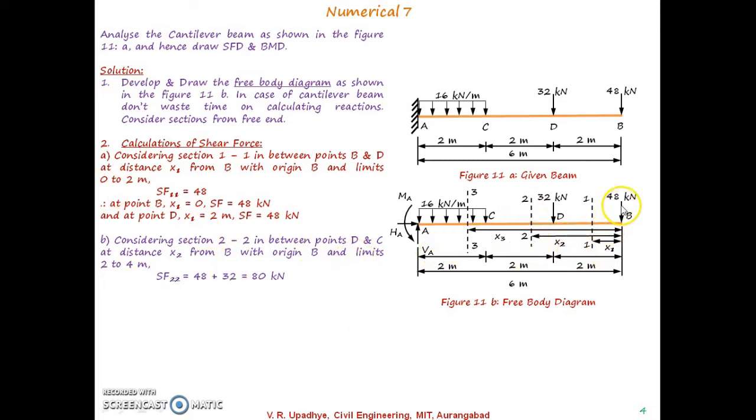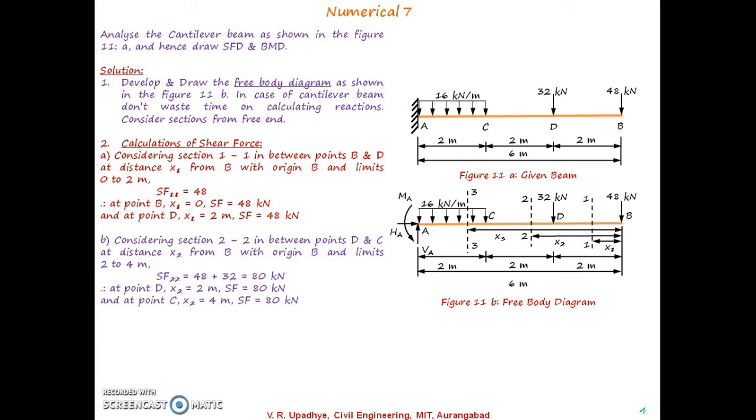So we have two forces, 48 kilonewton and 32 kilonewton, and we are just taking the algebraic sum of them. That will give us 80 kilonewton. In this equation, again, the x term is not there. So at D, the shear force becomes 80 kilonewton. And at C, at 4 meter, again the shear force is 48 kilonewton.